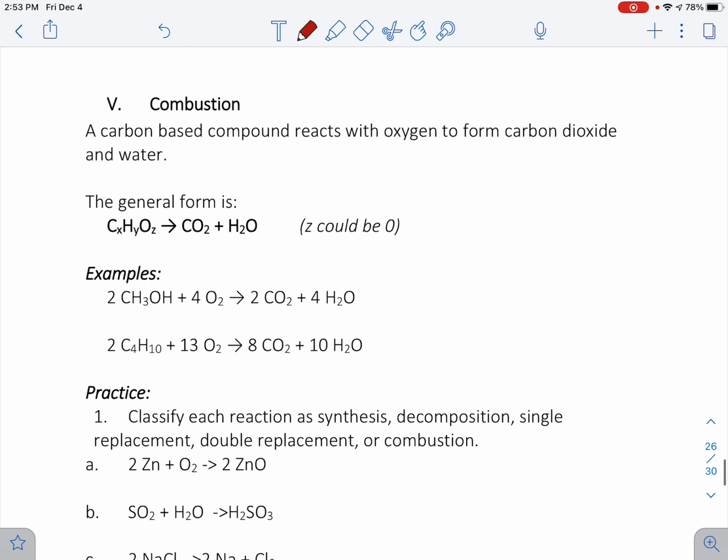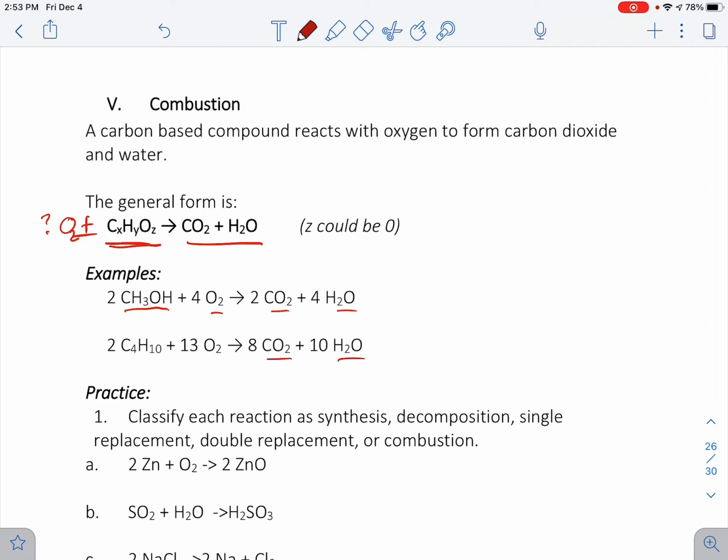Finally, we have combustion. This is probably the hardest one to balance, but it's the easiest one to write out. Whatever the chemical formula is over here, the products are always the same, carbon dioxide and water. We also have to include oxygen. There's usually some oxygen here, but we don't know how much. So if we are given something like methanol plus oxygen, then the products are always going to be carbon dioxide and water.